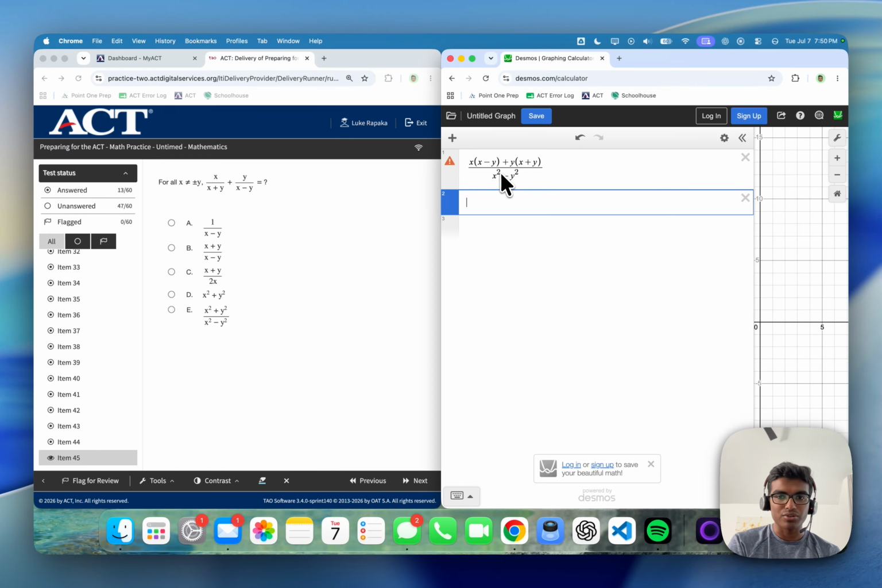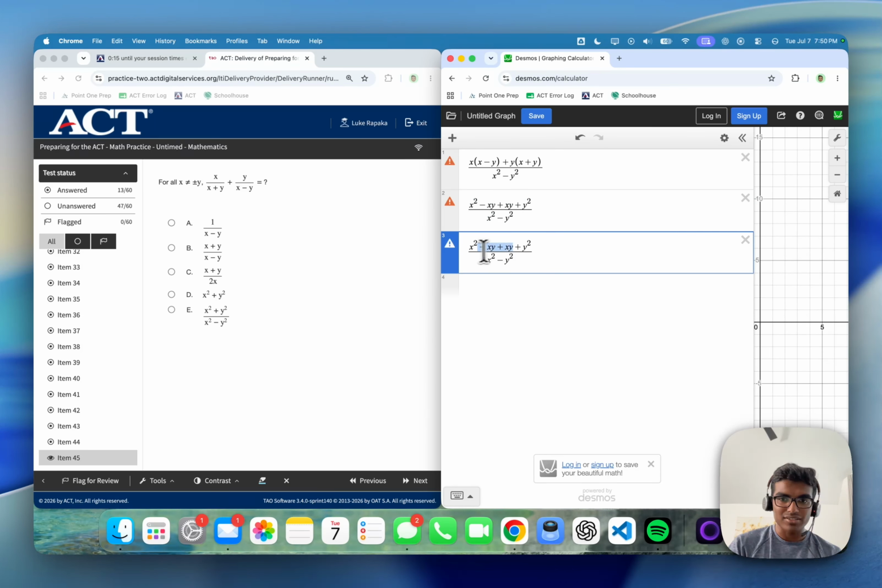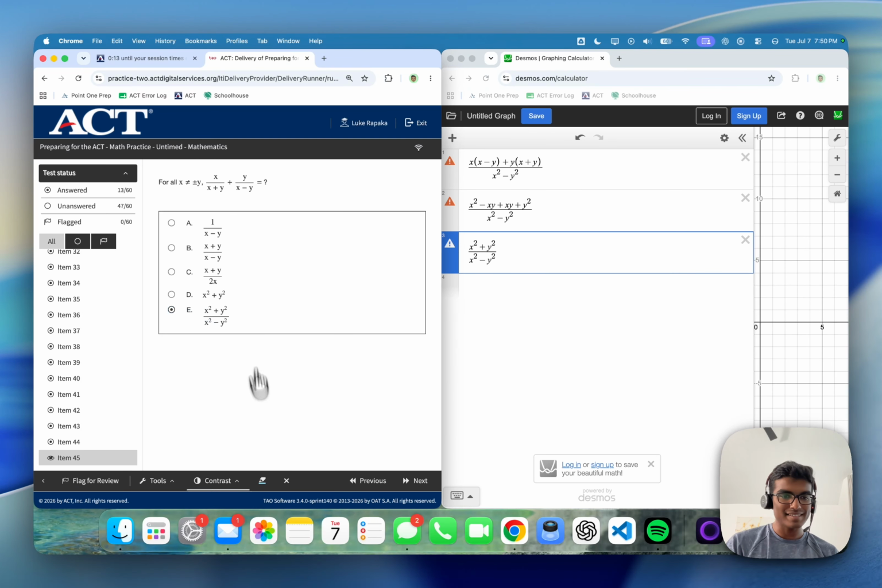That's equivalent to x squared minus xy plus y squared. And copy and paste this. And I know that these two can cancel out, so I can just take those out, and I'm left with this, and that's E.